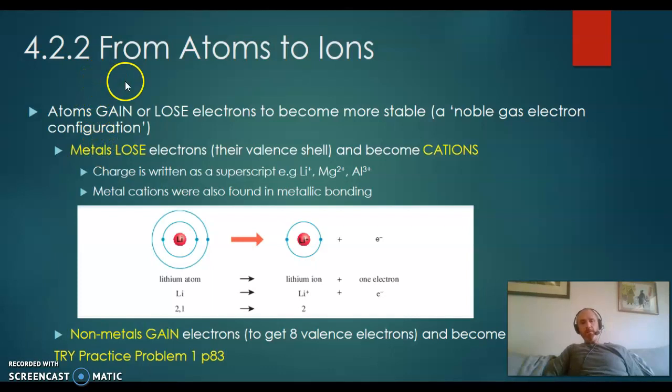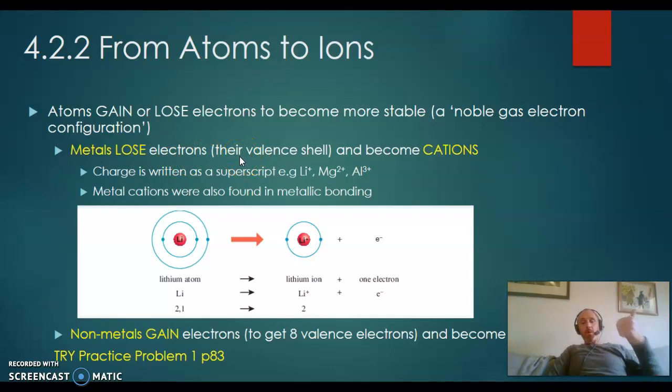So the first part of this chapter links back to what we were learning about atomic structure and to explain how that forms ions. Pretty simply, atoms can gain or lose electrons and become more stable, what they refer to as a noble gas electron configuration, like helium, neon, argon, those ones on the right hand side of the periodic table. Key differences: the metals lose electrons. It's why they're metals.